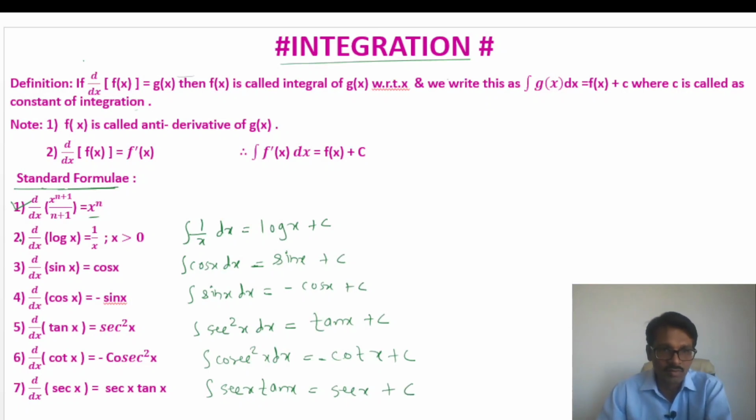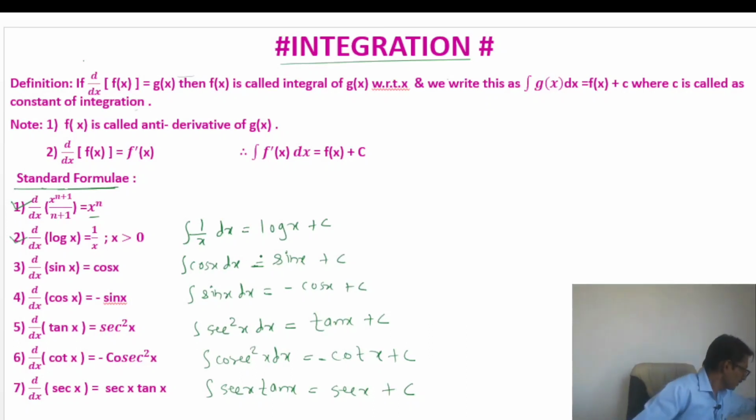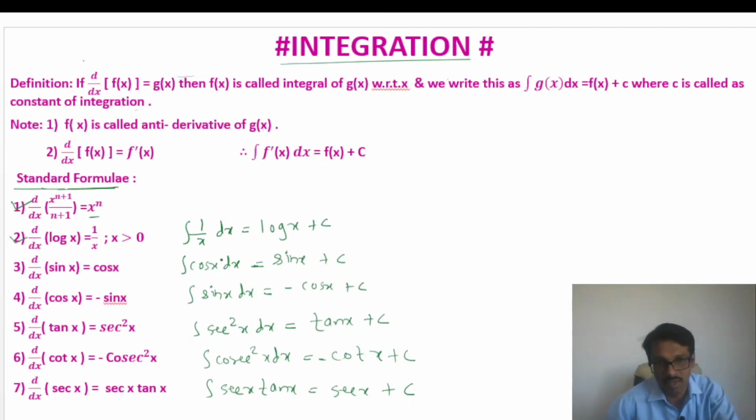Let's repeat again. The derivative of log x is equal to 1 upon x, and the integration of 1 upon x gives log x plus c. The derivative of sin x is cos x, and if you take the integration of cos x with respect to x, we get sin x plus c.